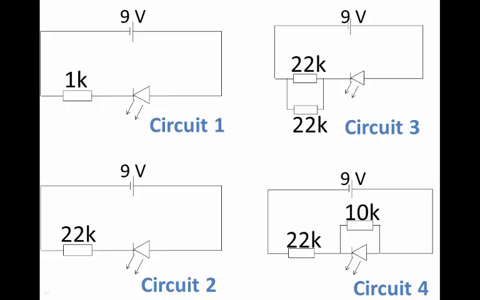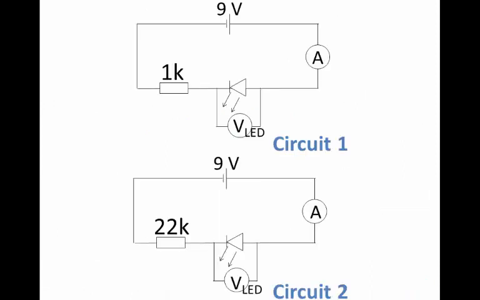Let's take the circuits 2 by 2 and compare them. Let's start by comparing circuit 1 with circuit 2. The first step is to simplify the circuit so that it's easier to compare. And you should realize that meters, ammeters, and voltmeters have no effect on the circuit. And so we can remove them when we think about which one is going to be brightest.